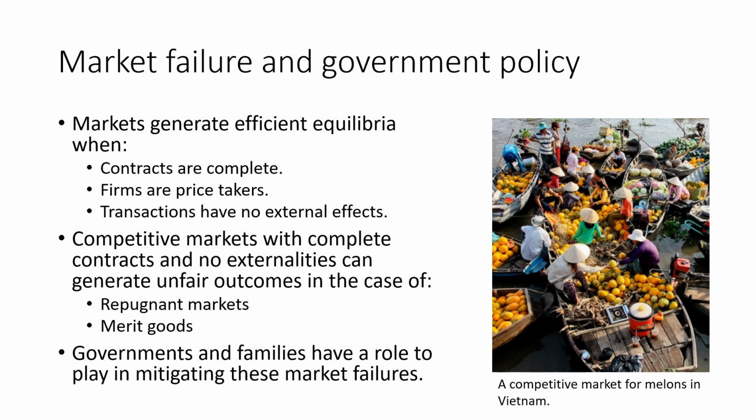Governments and families have a role to play in mitigating these market failures. This is why we usually see the government provision of certain goods, for instance, merit goods, and we also see that the provision of organs is not determined by a market, but is instead determined by families or just by the goodwill of persons.